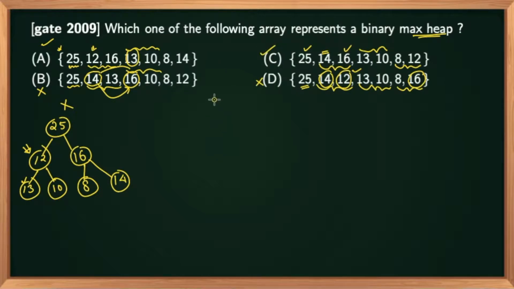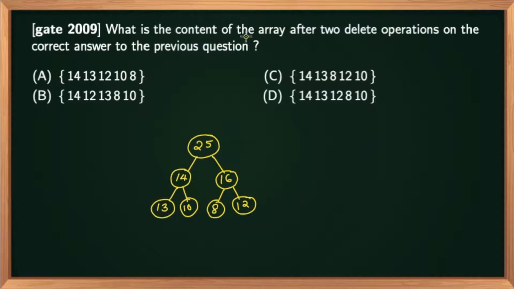You can even draw the heap and then verify it. What is the content of the array after 2 delete operations on the correct answer to the previous question? I have drawn the solution from the previous question here. This was the correct heap. Now we want to perform 2 delete operations.